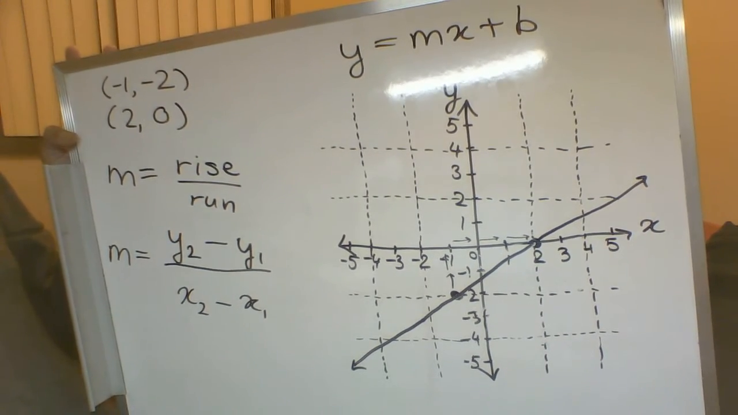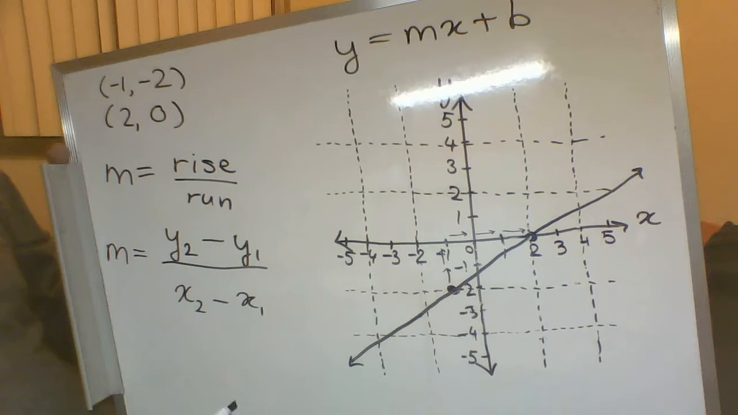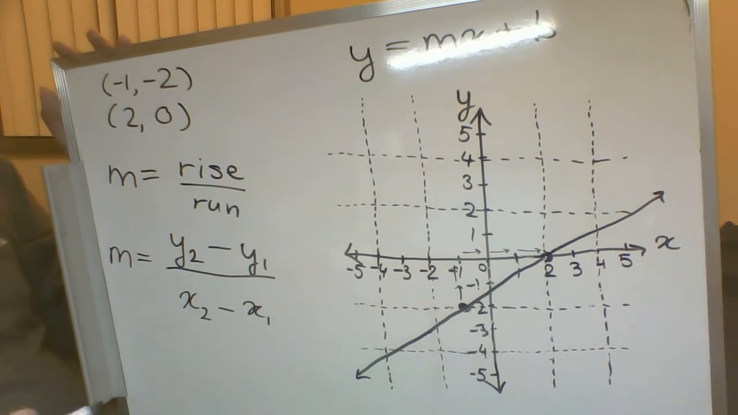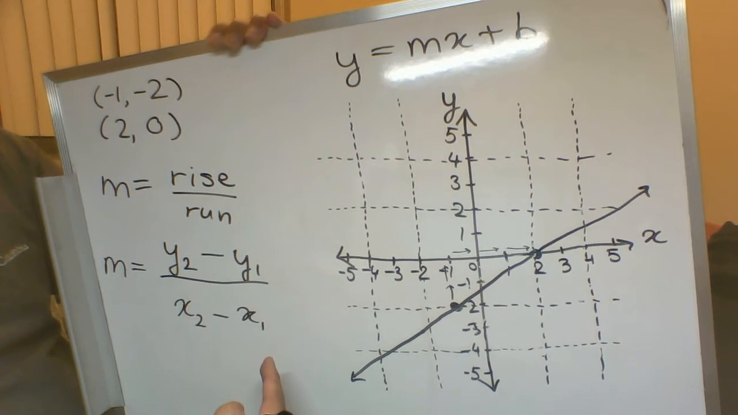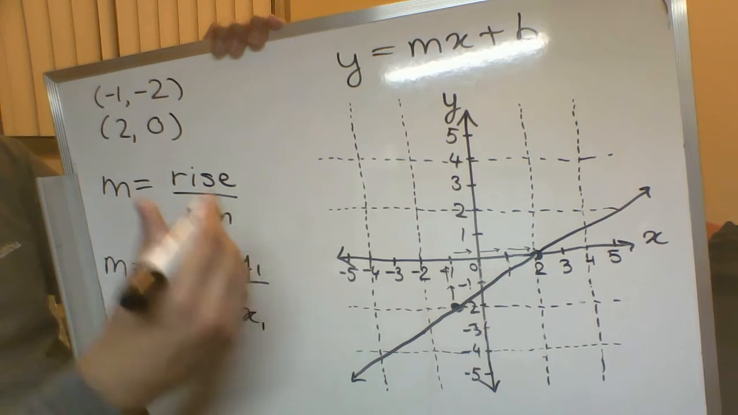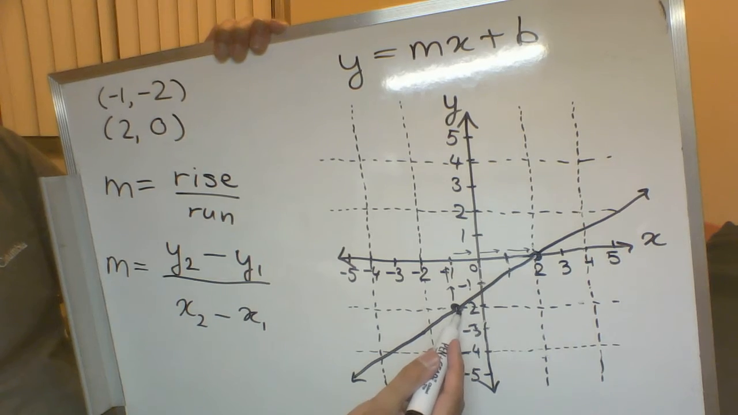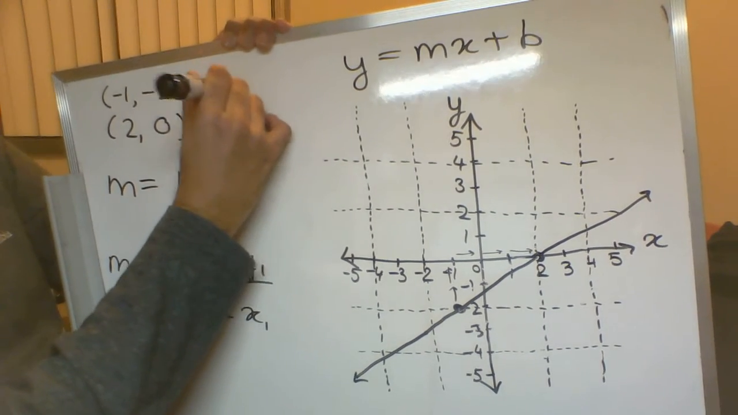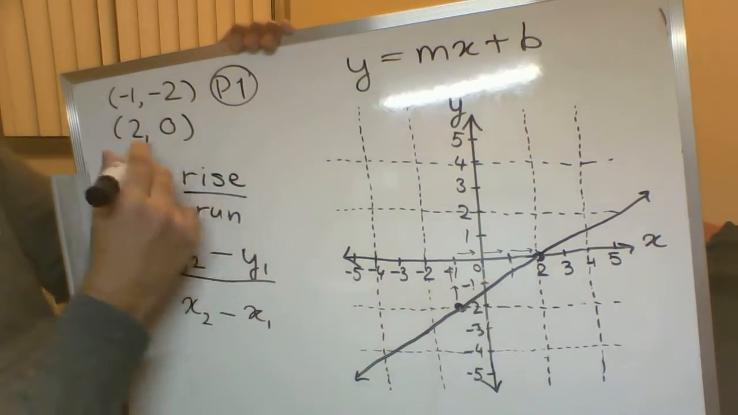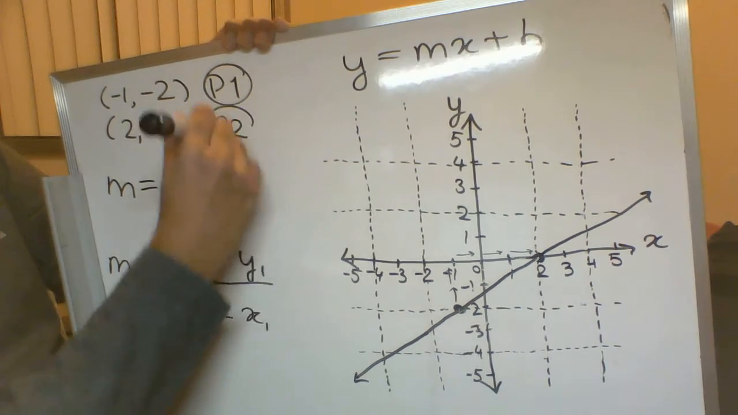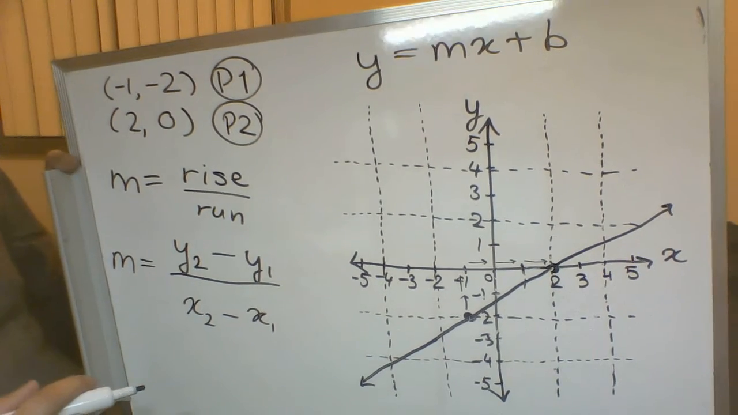You can label the points however you wish, but we're going to label one of the points as point number 1 and one as point number 2. I prefer to label the leftmost point as point number 1, but that's just a personal preference, so you don't have to do that, but I'm going to do it that way for this video. Our leftmost point is this one, (-1, -2), so I'm going to call that P1. That's our point number 1. And the other one, (2, 0), is point number 2. Those are our points for this particular question.